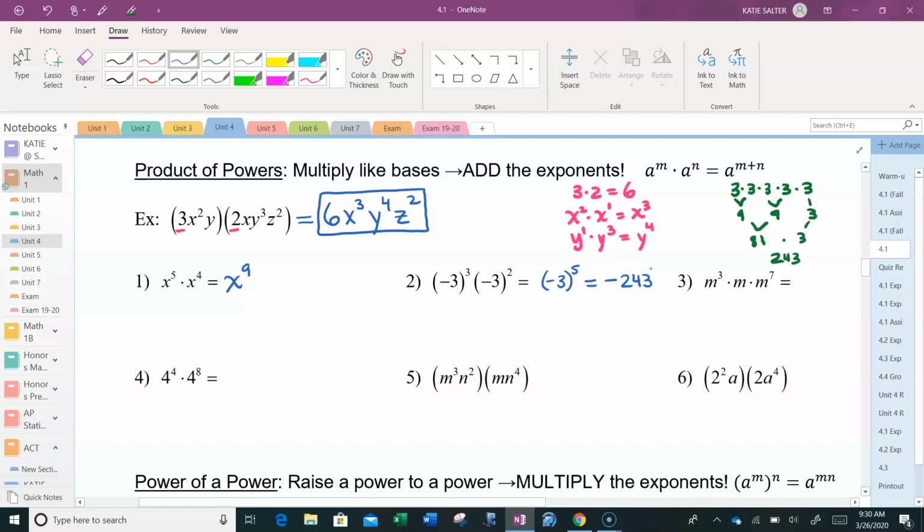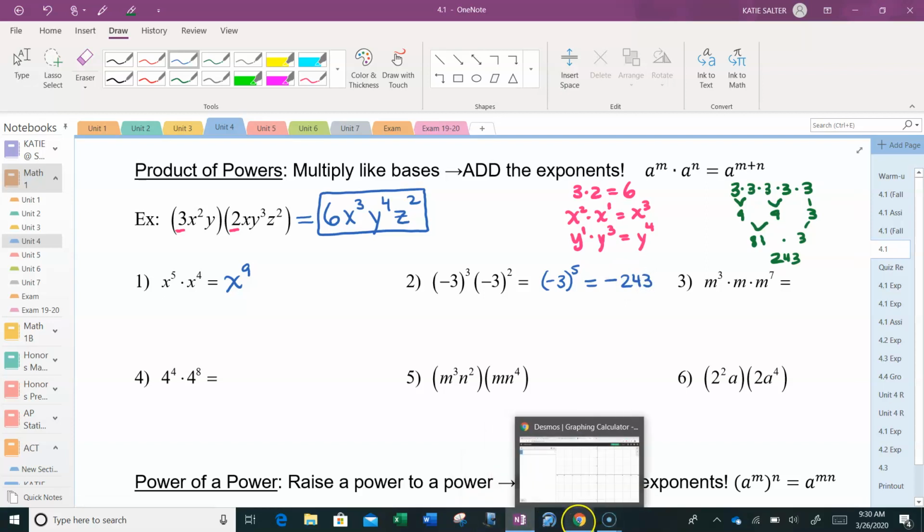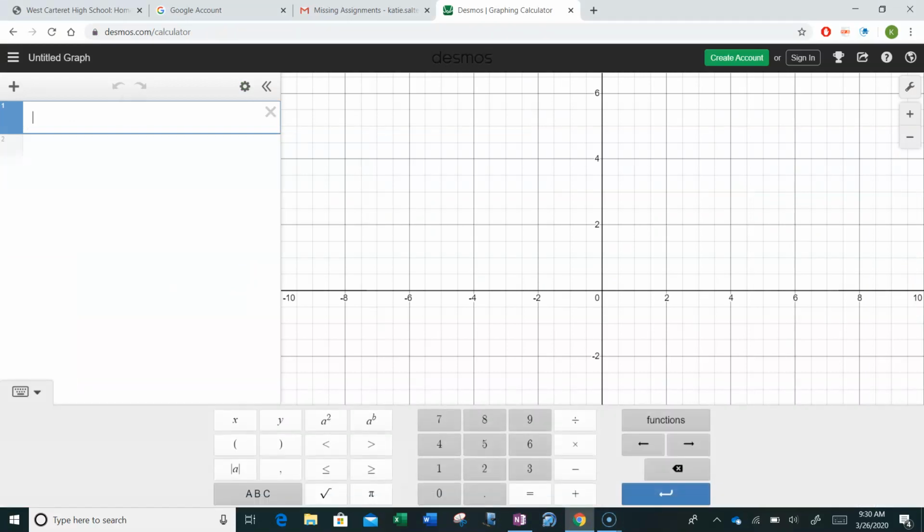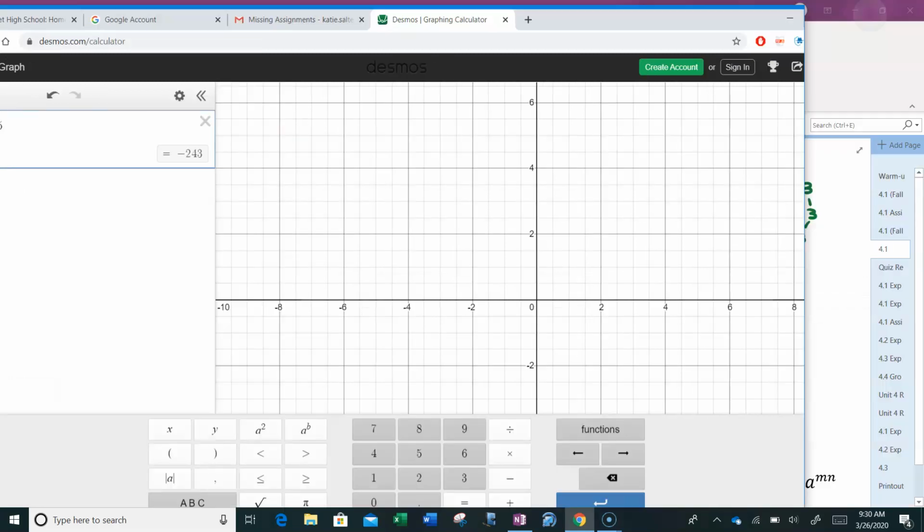You can also use Desmos. You can type right into Desmos like a normal calculator, and you could come right here and just type in negative 3, close parenthesis, raised to the 5th power, and look over here and you can see that it gives you -243.